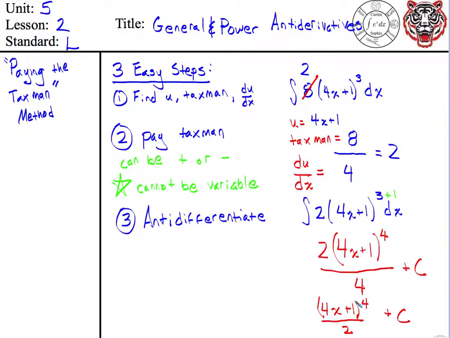Wait, so how come we didn't pay the tax man yesterday? We didn't have to pay the tax man because there was no tax man. The tax man was 1. So you only do that when there's a number on the outside. Whenever there's a tax man, whenever there's a number on the outside, exactly.